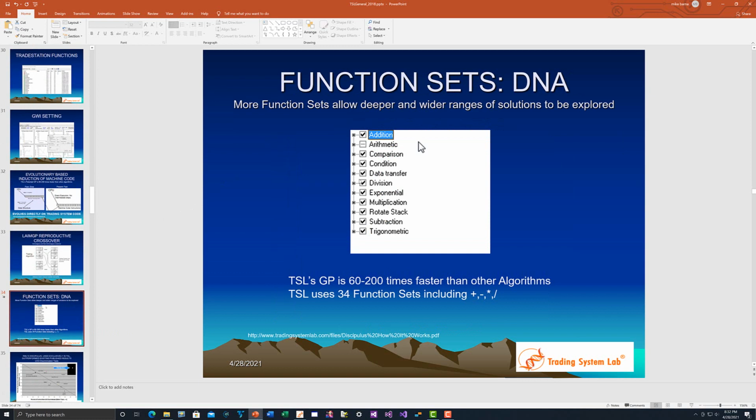I've talked about the function sets. You need to tell the computer that it can add. So you have to have these instruction sets. If for some reason you wanted to turn off addition, you would simply deselect the addition function here. And as an experiment, you could certainly try to design a trading strategy using only multiplication, addition, subtraction, and division if you wanted to.